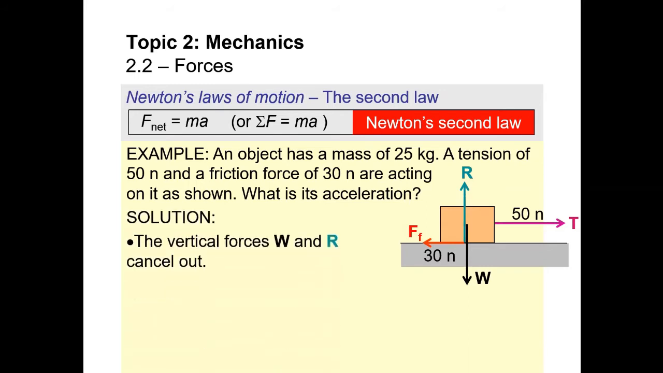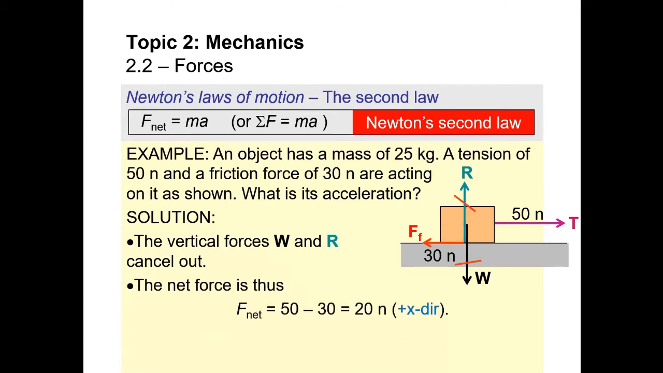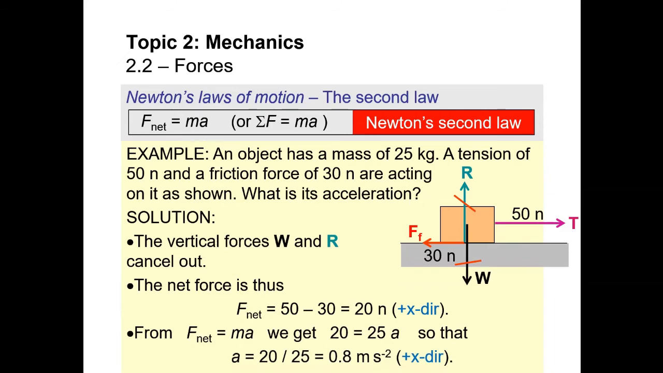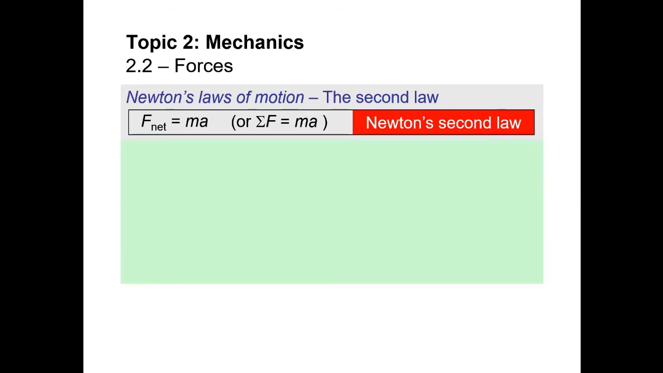The vertical forces W and R cancel out. The object is not moving in the vertical direction. The net force is 50 Newton minus 30 Newton, which is 20 Newton to the right. And the net force equals mass times acceleration. Net force is 20, mass is 25, so acceleration equals 0.8 meters per second squared to the right.